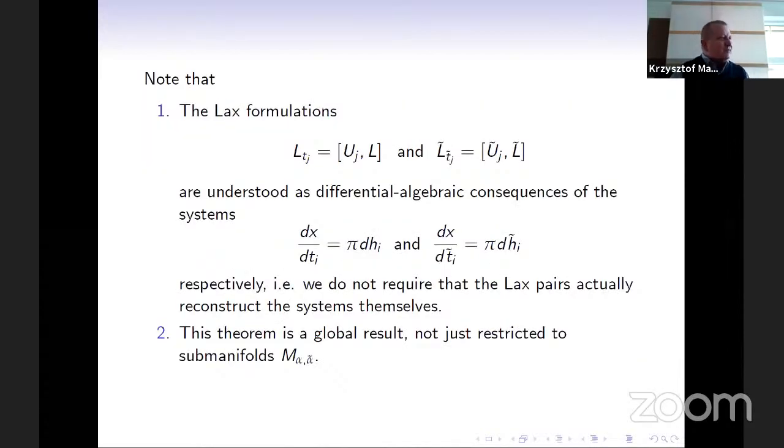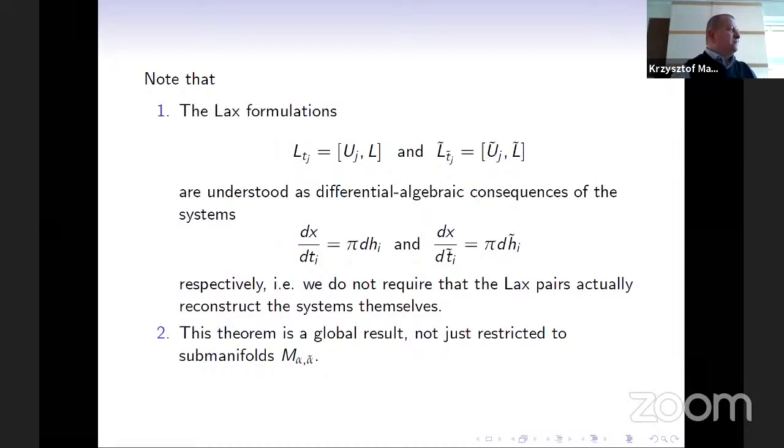So two more pieces of information before we move on. As I told you, these Lax formulations are understood as differential algebraic consequences of these systems. Sometimes it's very difficult to recover algebraically the original systems from the Lax representations. Sometimes it's possible, sometimes it's very difficult. But they are anyway differential algebraic consequences, which means that if the systems evolve according to their differential equations, then these Lax equations are satisfied for all times, for all values of x, all values of lambda, and so on. And moreover, it's a global result. I didn't mention these submanifolds M alpha, M alpha tilde, they originate in the proof. But we can skip this sentence for the moment.